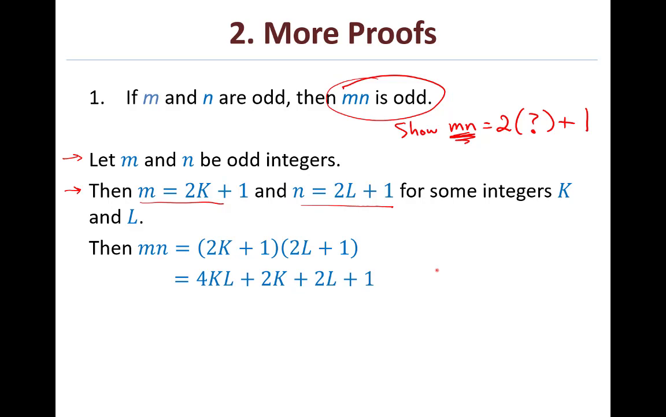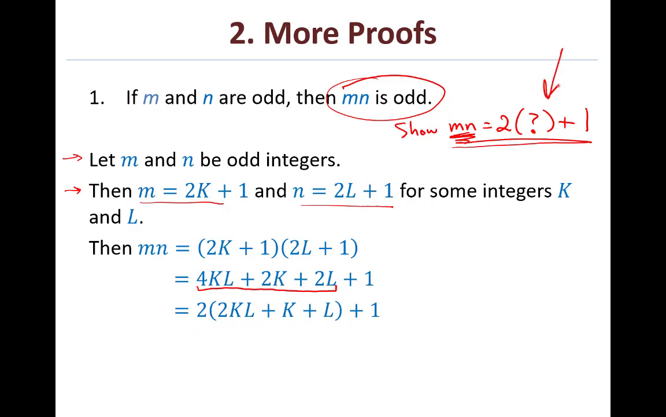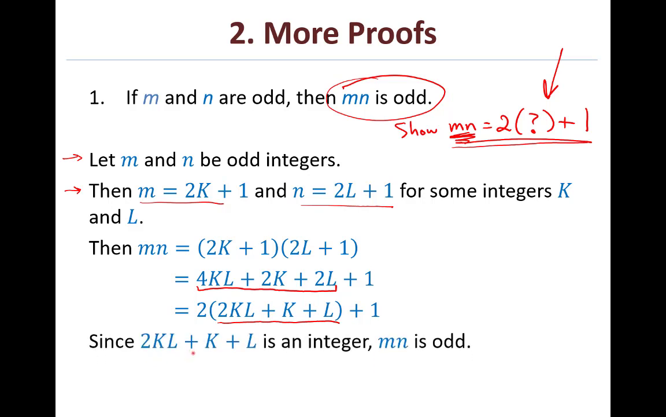And now what? I'm only 1 line away. Can you see what's going to come next? I want to show that m times n is 2 times something plus 1. These first 3 terms, I can factor a 2 out of those. And I get 2 times 2kl plus k plus l, plus 1. And now it's exactly in the form that I need. By closure, 2kl plus k plus l is an integer. Since 2kl plus k plus l is an integer, mn is odd, because mn has been written as 2 times an integer plus 1. End of proof.